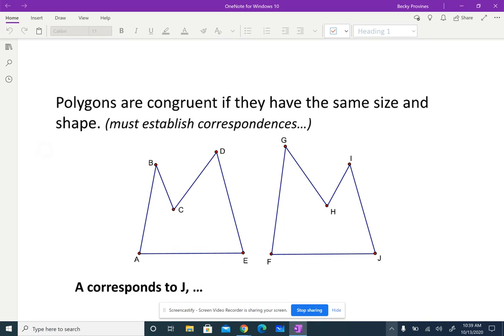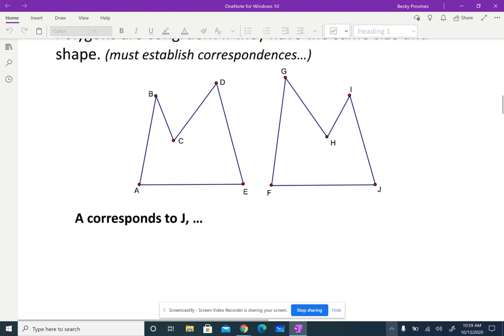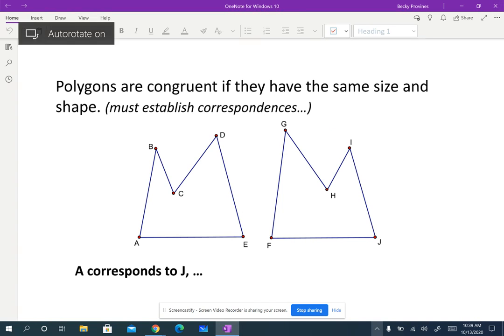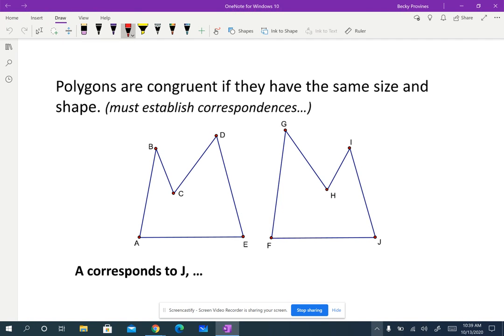Okay, so polygons are congruent if they have the same size and same shape. Now, we're going to pretend they're the same size and same shape, but they're just a reflection. So what we need to do is learn what correspondence is. Correspondence means they match up. There are certain segments that are going to match up here. There are certain angles that are going to match up. So let's look at this and find the segment that corresponds to J. I'm going to use an arrow for correspond. Hopefully you're saying J corresponds with A.